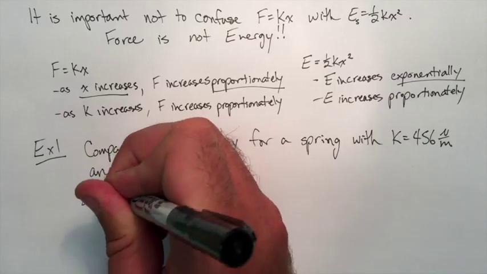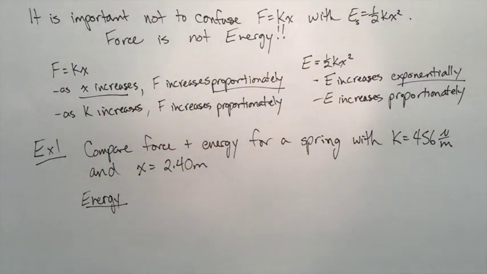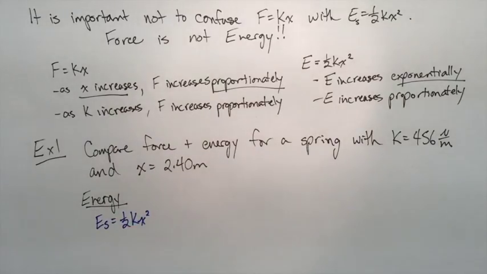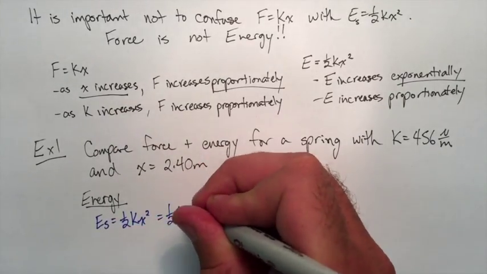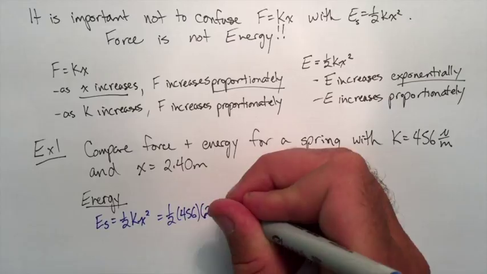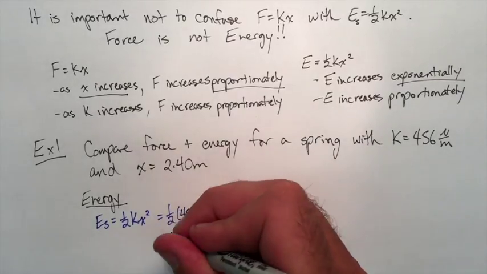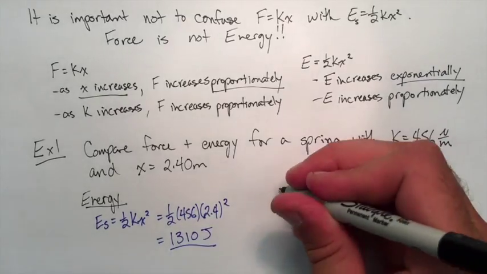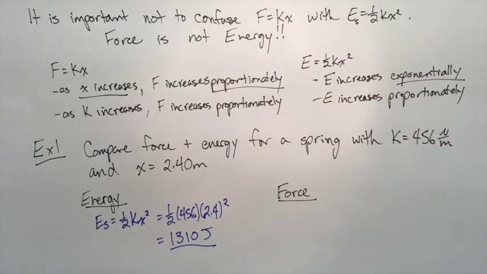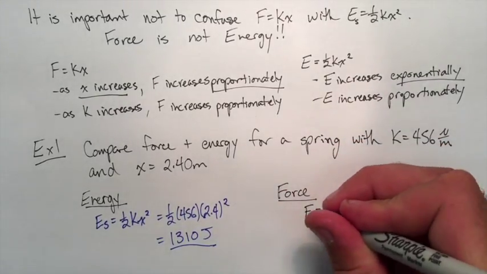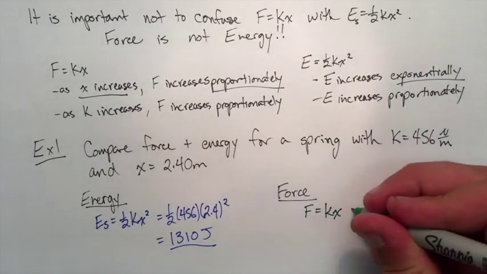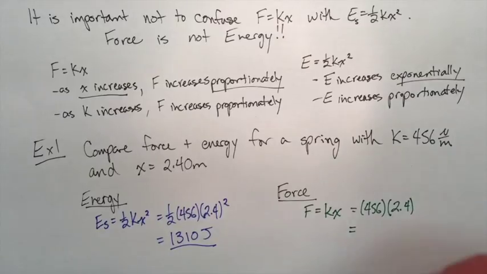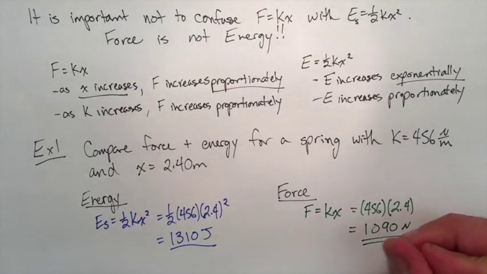First, we're going to calculate the energy stored in that spring, where E equals 1/2 kx squared. We're going to put our numbers in: 1/2 times 456 times 2.4 squared. That gets us an energy value of 1,310 joules. Now for force, we're going to calculate something different, where F equals kx. So k here is 456, x is 2.4 meters. That gets us a total force of 1,090 newtons.